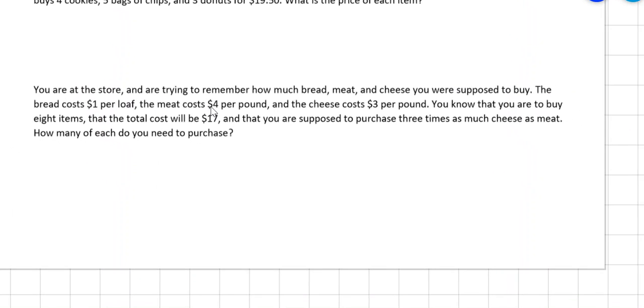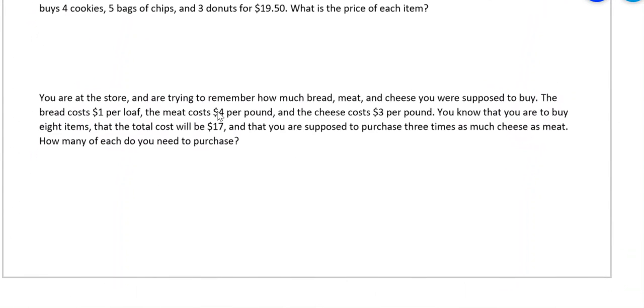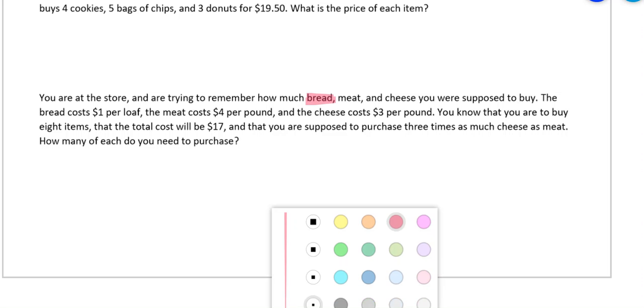Alright, this word problem is not on your word sheet, but I want to make sure that you guys understand how to do a word problem. Now, when you're doing a word problem, you gotta read it. You gotta read critically, and you can't just throw stuff on a piece of paper. So highlighting, I got bread, meat, cheese.